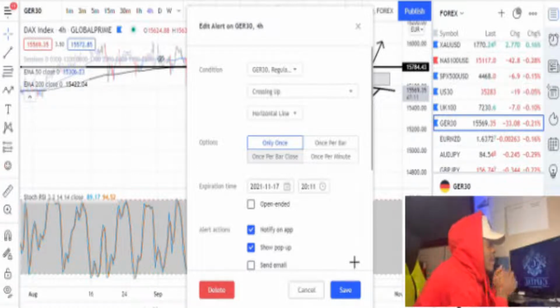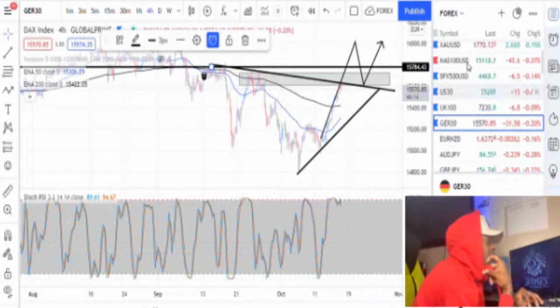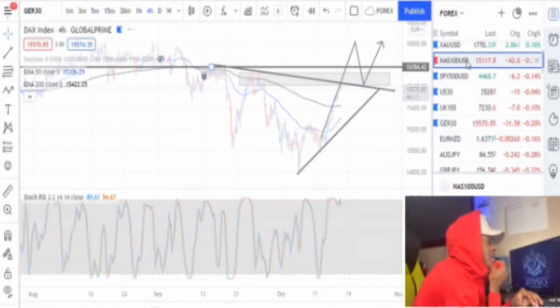I also want to check on NAS, because NAS moves fast. NAS moves a little bit fast. And I don't take trades on Sundays at all. But that was too good of a setup to pass up. That was a good setup.